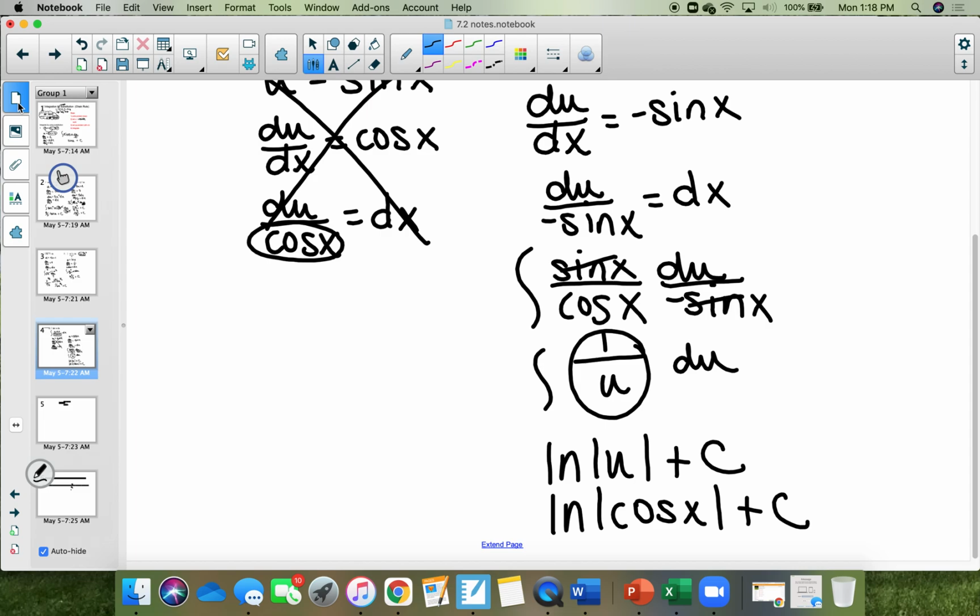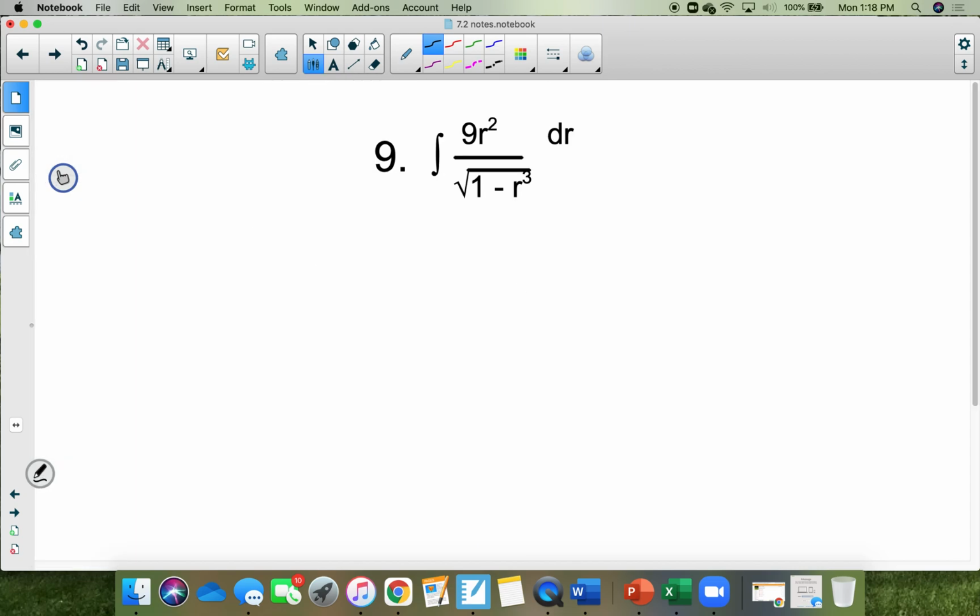Okay, one more. Let's see if you know which one u is. Is u equal to 1 minus r to the third, or is it equal to 9r to the second? Which one is u? Well, it's got to be the one that's not the derivative of the other, and the derivative of this is 3r squared, so this has to be the u.